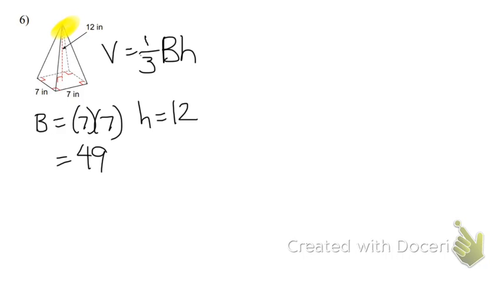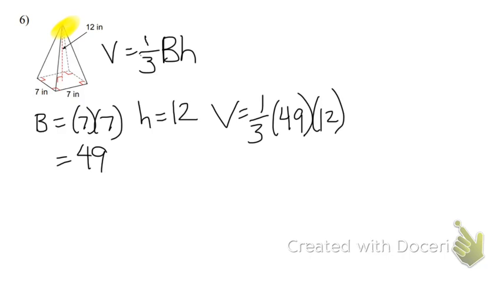Put it all together, the volume is 1/3 area of the base times the height. I'm going to do 1/3 of 12 because that's a little easier. 12 divided by 3 is 4. So now I just need to do 49 times 4, which is 196 cubic inches.